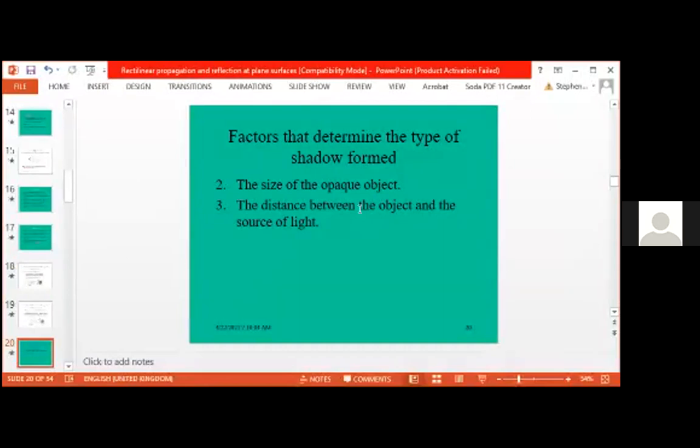If you have an extended source and you have an object, we have a total shadow at the center, a dark shadow. Then we have an outline outside, bordered by a partial shadow. So it appears as the dark shadow, the total shadow, and we have a lighter outline around the edge. This partial shadow at the edge is called a penumbra. And you see what happens.